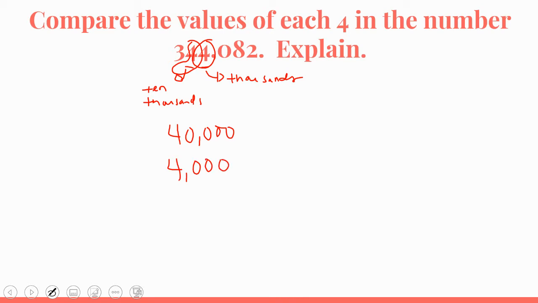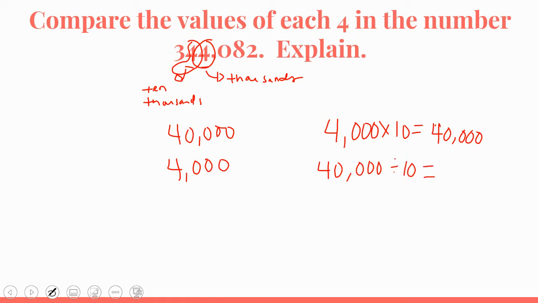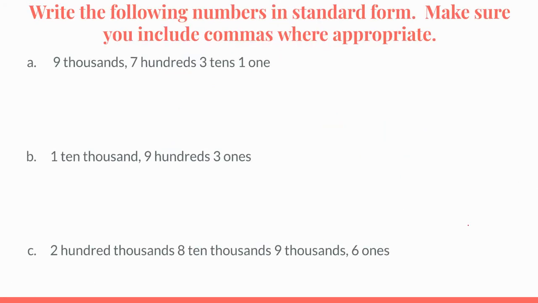We can also look at it with the fact that when you go from thousands to 10,000s, you're technically doing 4,000 times 10 to get 40,000. And also, when you're going from 10,000s to thousands, you're doing 40,000 divided by 10 because you're going down one place value, giving you 4,000, which reinstates the fact that with place value, each place value goes up by 10. Okay, so there's some explanations for that. Let's look at the next one.